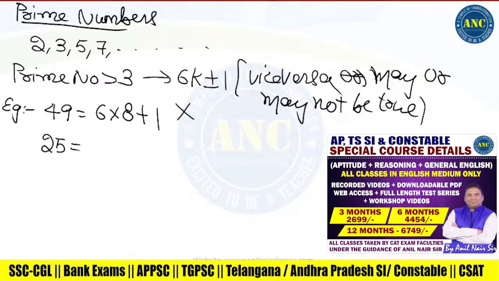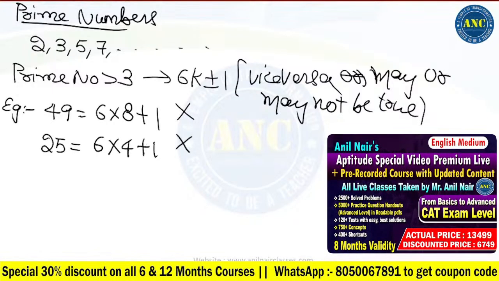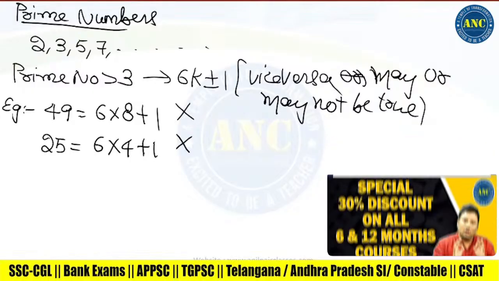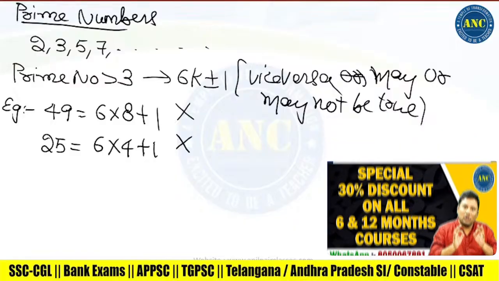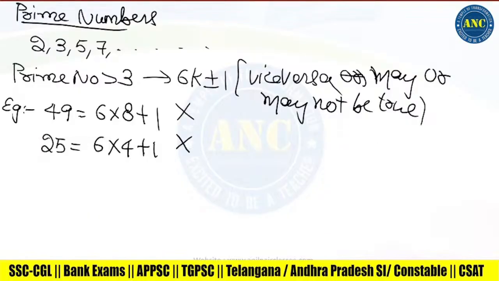25, it is 6 into 4 plus 1. This is a composite number. I hope the idea is clear. If the number is a prime number, it should be of the form 6k plus or minus 1. Based on this, let us discuss some very good problems.